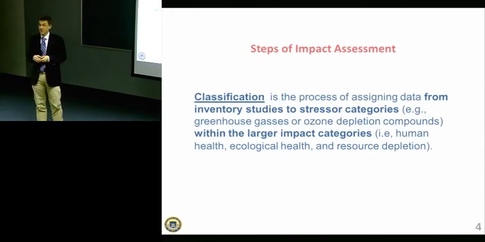Okay, and the three stages, beginning with classification. What was classification? Definition of classification. Go ahead. Putting them into groups of stressors? Exactly. So taking your emissions and throwing them into stressor buckets. And once you have the stressor buckets, one might be climate change as a stressor, ozone depletion as a stressor. What comes after classification?